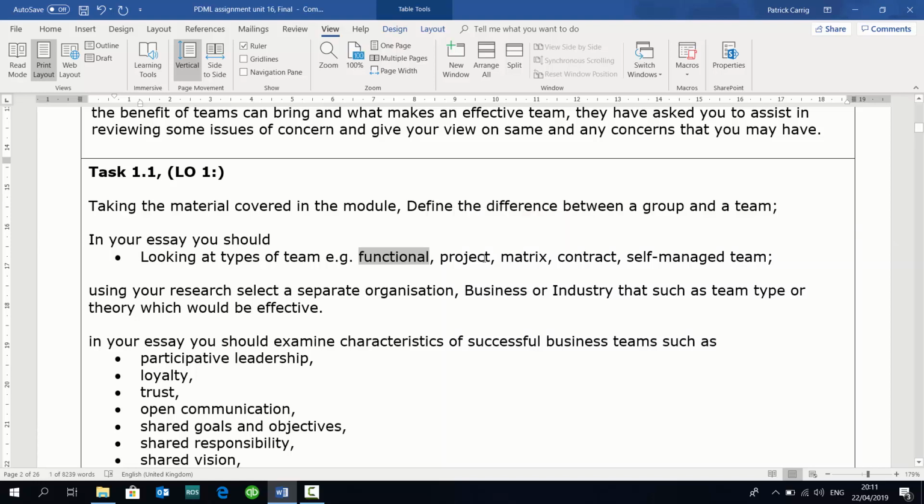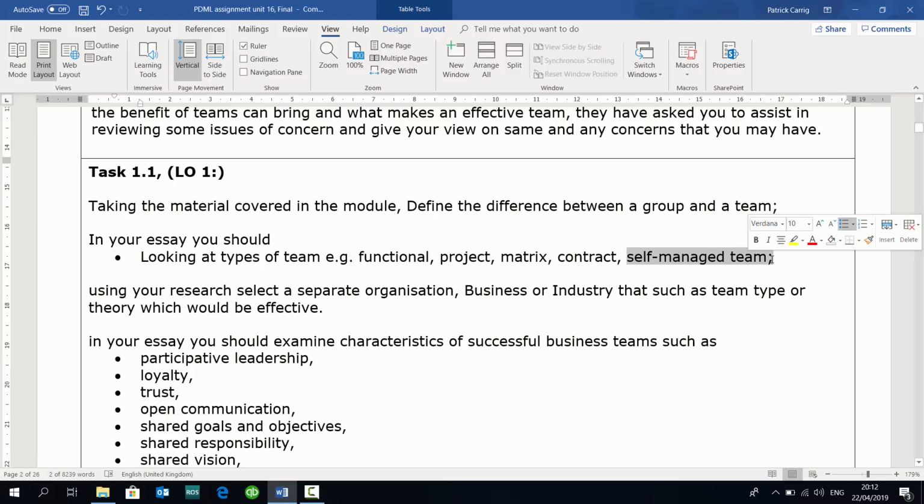A project as a group could be people of different areas of finance, management, human resources, sales, marketing, IT, brought together. A matrix team could be across all areas in an organisation, so it's like a spider's web across the organisation. A contract team, like project management, or the self-management team, is where the team is self-directed.